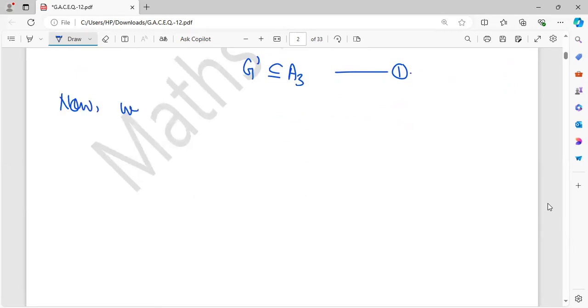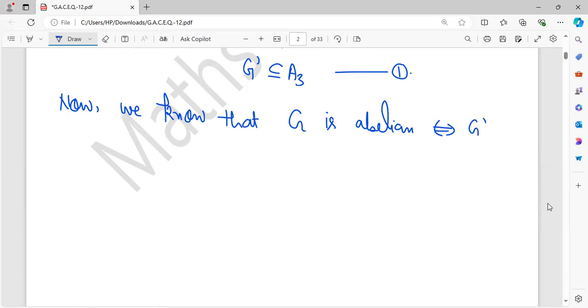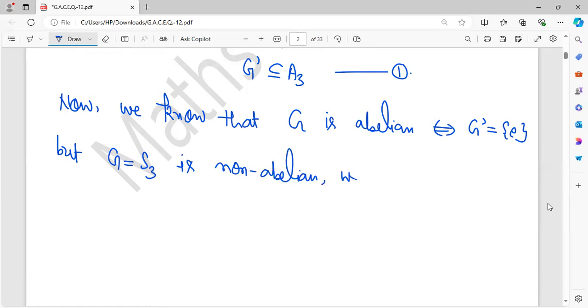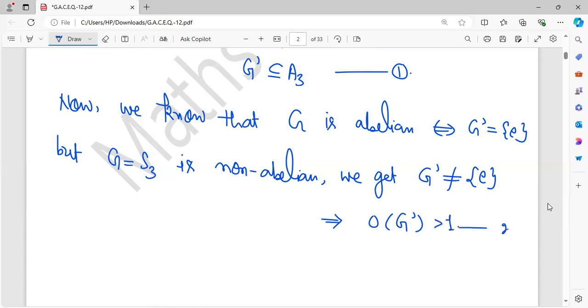Now we know that G is abelian if and only if its commutator group is the identity. But G equal to S3 is non-abelian. So we get G dash is not equal to the identity, which means the order of G dash is greater than 1.